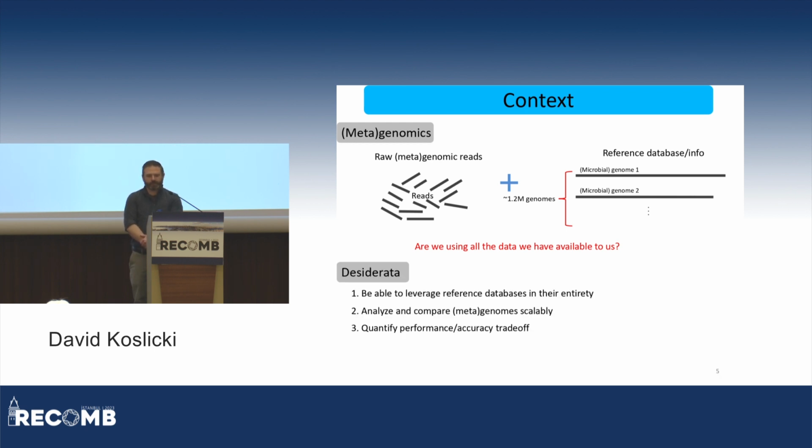So what I would like to do is be able to leverage these reference databases as well as the amount of data that we have in their entirety. So to be able to compare these things in a very scalable fashion. So these databases are only going to get larger, our data sets are only going to get larger and more of them. So I want to be able to do it scalably and also be able to quantify the performance and accuracy trade-off.